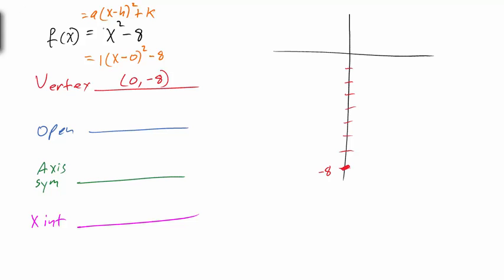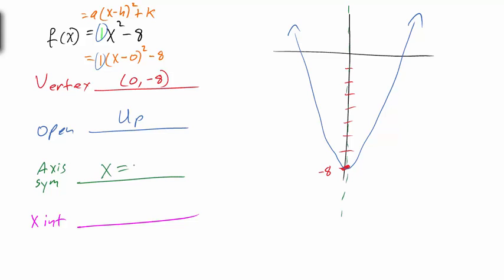And then, of course, our a value here, which is understood to be a positive 1, so therefore our graph is going to open upwards. I'm just going to draw a rough sketch here. It's going to open up something like this. And then the axis of symmetry is going to go right through the vertex, remember? So that's going to be x equals 0.